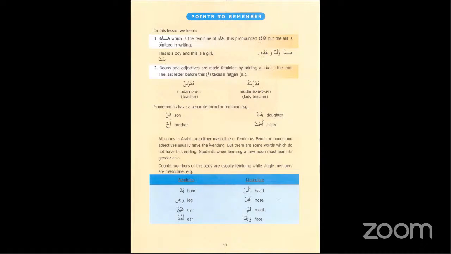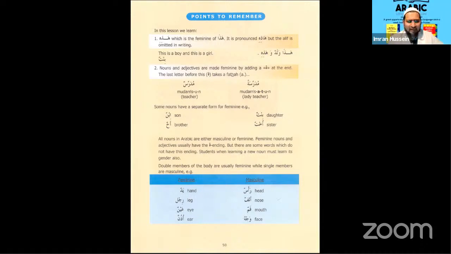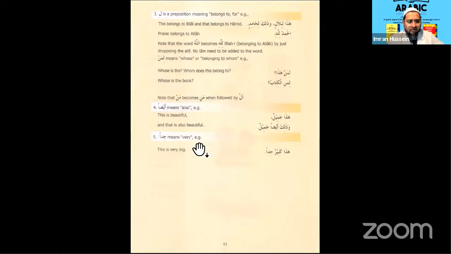All nouns in Arabic are either masculine or feminine. Feminine nouns and adjectives usually have a ta ending, but there are some words which do not have this ending. Students, when learning a new noun, must learn its gender also. Double members of the body are usually feminine, while single members are masculine. For example, that's masculine, we know that. Let's do number three and four and finish off.